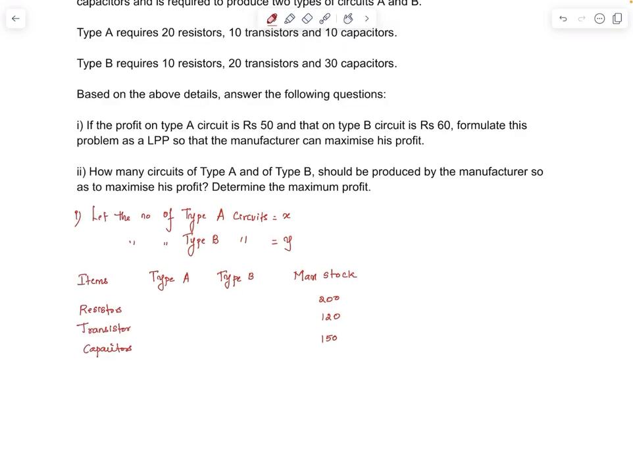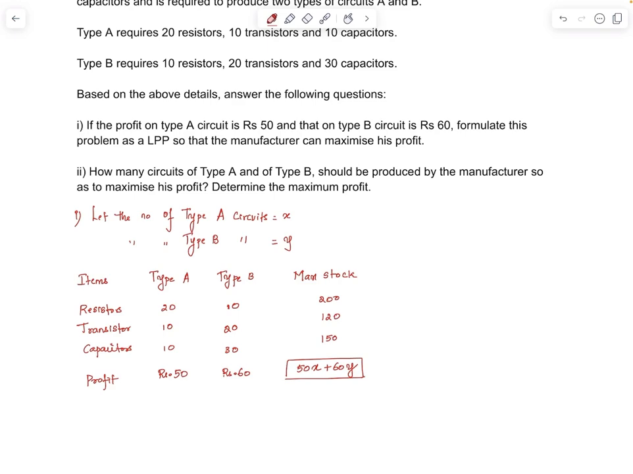For type A, we require 20 resistors, 10 transistors, 10 capacitors. For type B, 10 resistors are required, 20 transistors are required, and 30 capacitors are required. By the question statement, profit for type A is 50 and the profit for type B is rupees 60. The total profit is 50 times X plus 60 times Y.